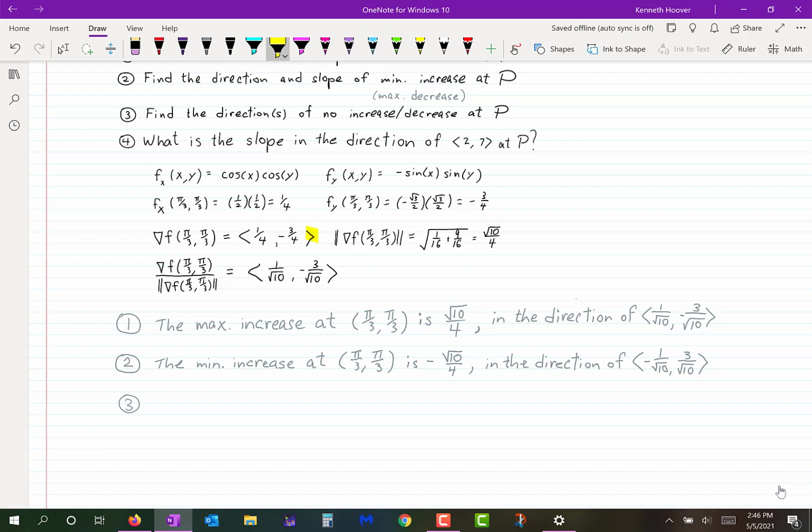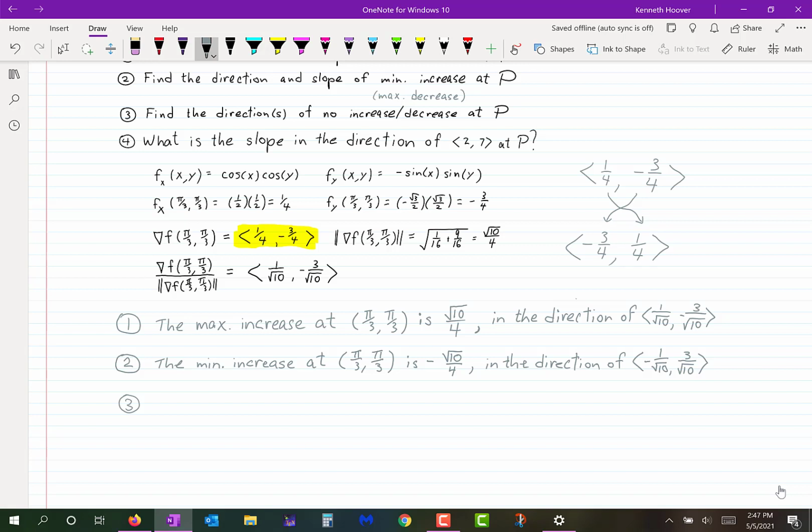Here's the gradient right there. You want to find something orthogonal to that. All you do is take the vector that we have here. There's the gradient. I want something that is orthogonal to that. All I do is switch the components and change the sign on one of them.